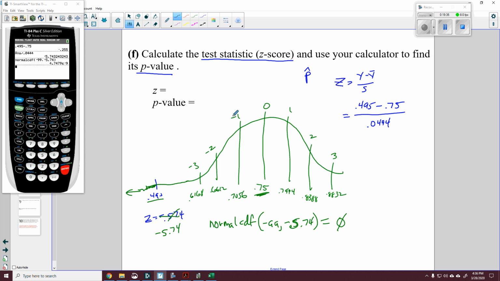To put this into the proper terms, my test statistic was negative 5.74. That is the z-score of my actual sample on the distribution based on the null hypothesis. And my p-value represents, since I was looking for a number that small or lower, essentially 0. It's this number, 4.75 times 10 to the negative 9th.